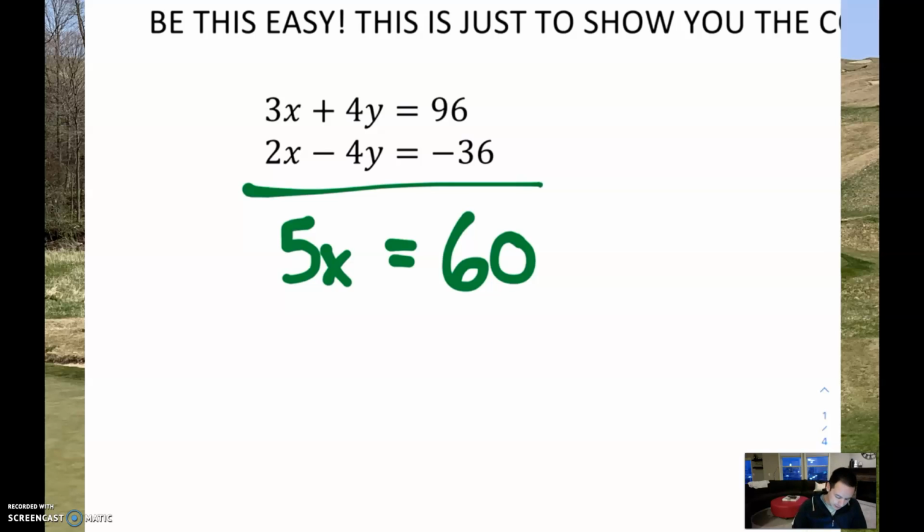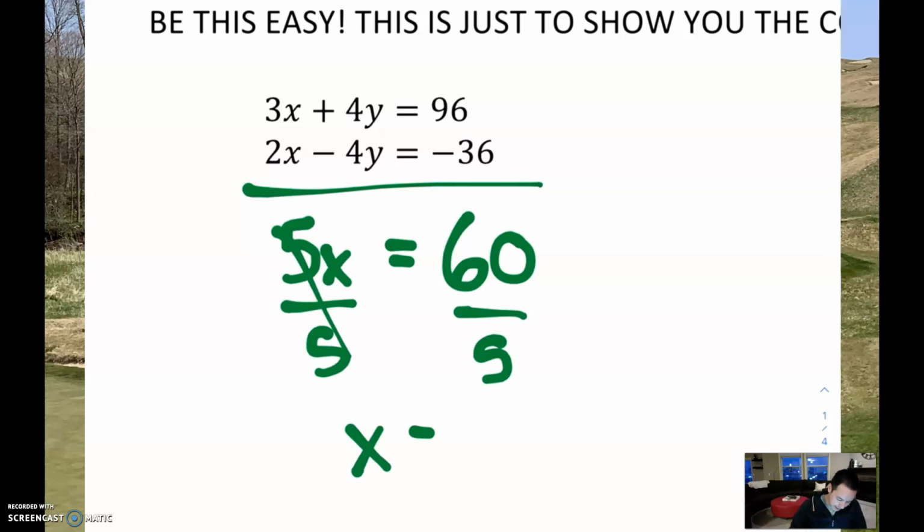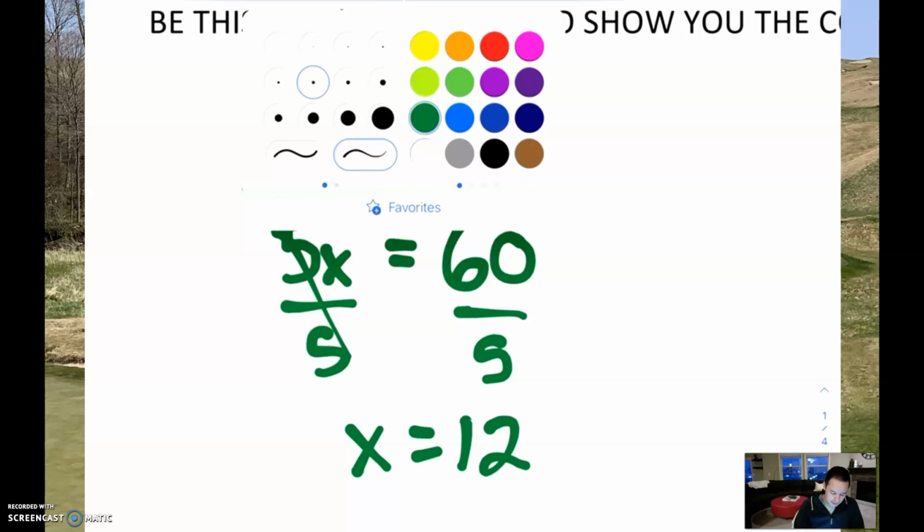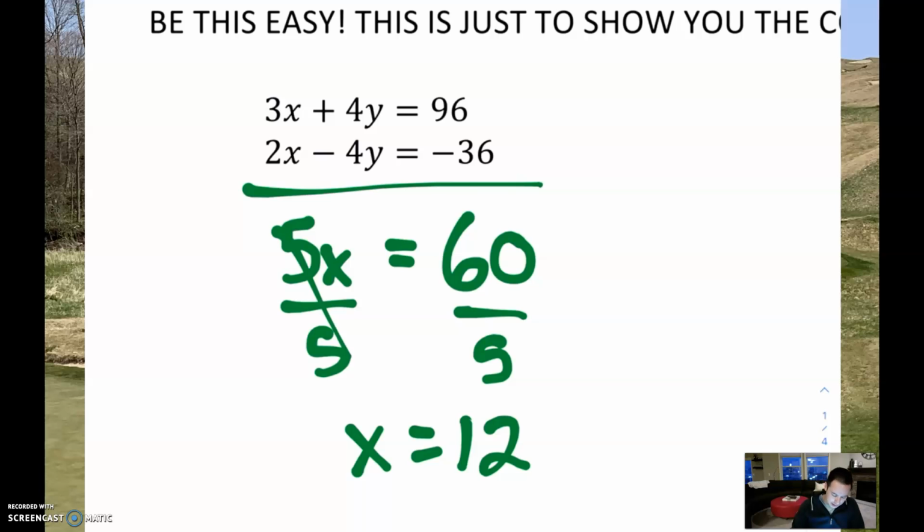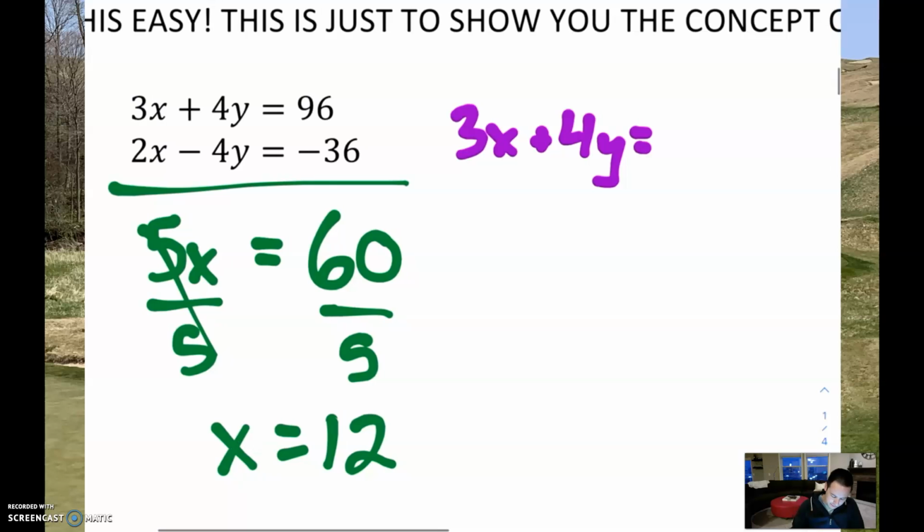Then to solve for x, we can divide by 5. And when we do that, we get x is equal to 12. So we've solved, and we've found that x equals 12. As you know, we still have to solve for y. So you can choose either the top one or the bottom one to plug it into. I'm going to choose the top one. So I'll start with 3x plus 4y equals 96. I'm just starting with a copy of the first equation.